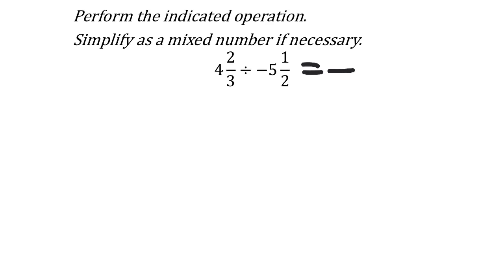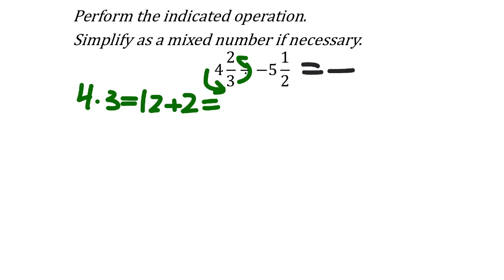And it'll be a mixed number, whatever it is. And I'll use the cycle method to change these into improper fractions. So I'll start with 4 times 3, which is 12. Then add that numerator 2 to get 14 thirds.